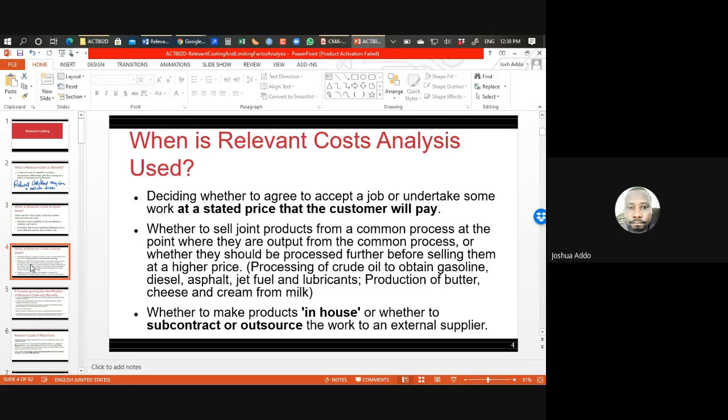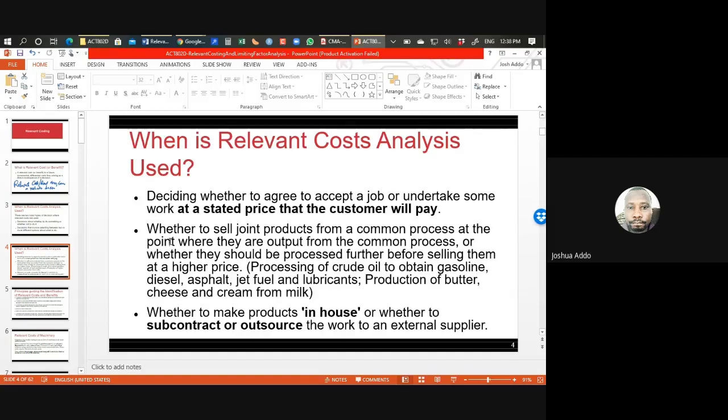And sometimes those people come where they are cost constrained, so they come and negotiate for a price that they can pay. That price could be different from your usual prices. Do you have to accept to do that job or not? Two, whether to sell joint products from a common process at the point where they are output from the common process, I'll explain further, or whether they should be processed further before selling them at a higher price.